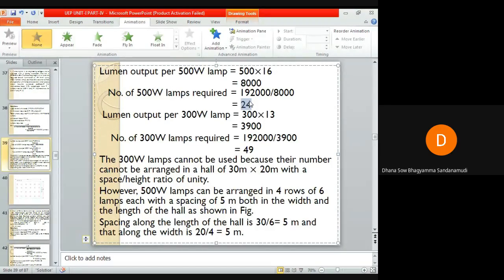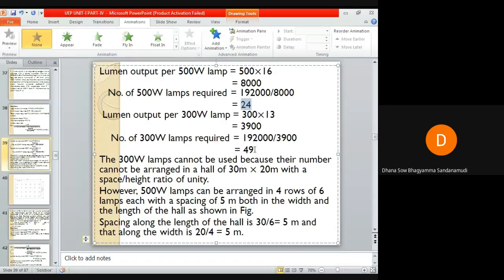Now your room dimensions are 30 meters into 20 meters. The area to be illuminated is 30 into 20. So you have to check how many lamps.